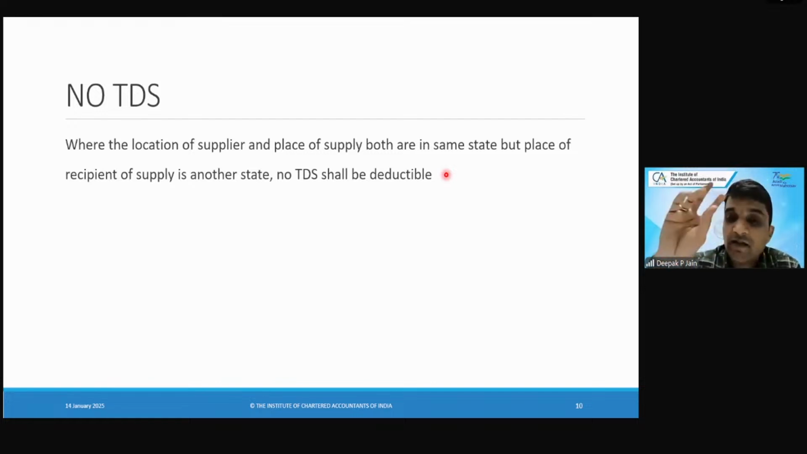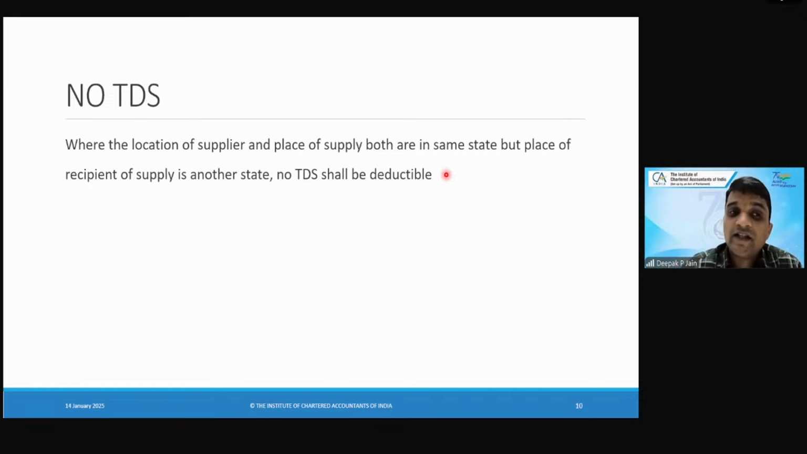So correct answer there. When the location of supplier and place of supply are in the same state, then it is an intrastate supply. When the location of supplier and place of supply are in two different states, then it is an interstate supply. That's why we have such detailed place of supply rules, right? Clear? So that is to decide whether you have to charge CGST, SGST or IGST.